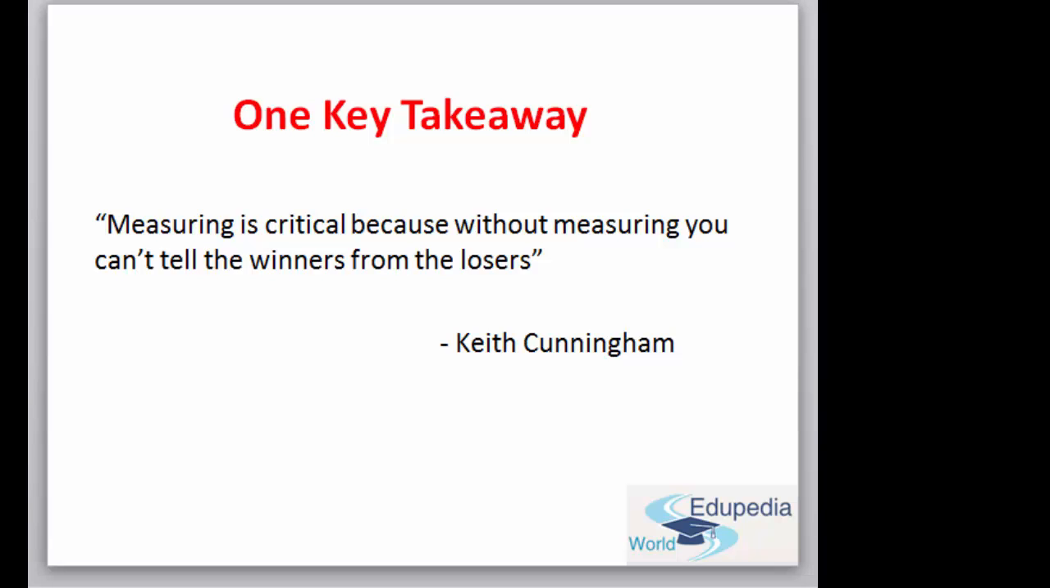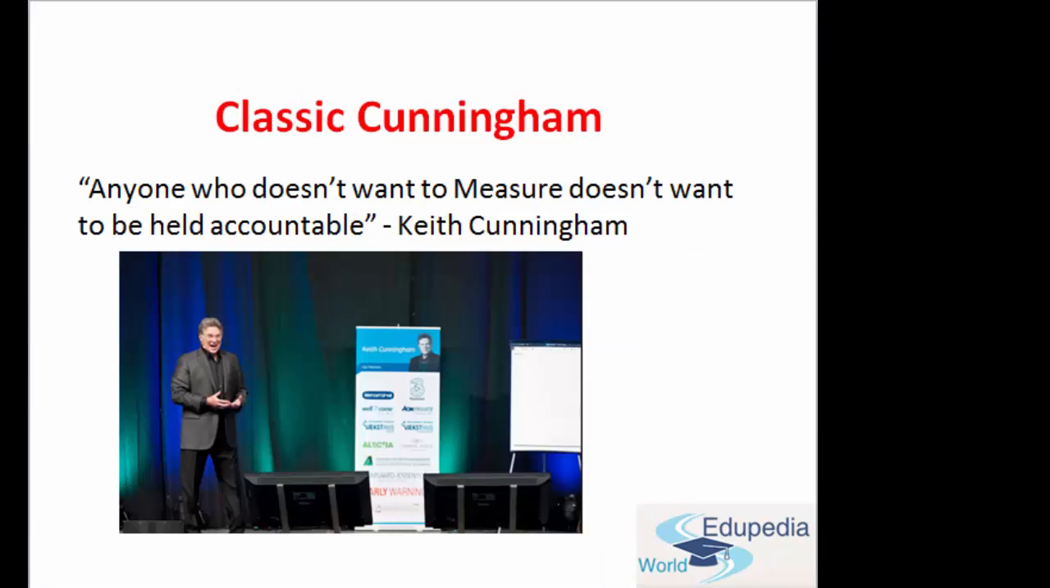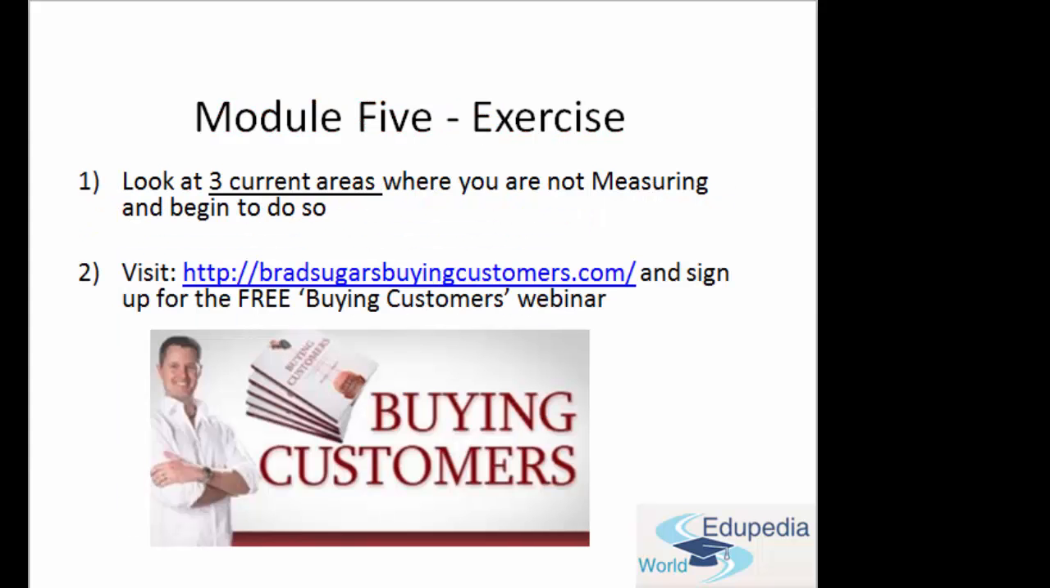But for the moment, the one big takeaway that I wanted you to have here is what Keith Cunningham, a very sharp business authority, says. He says measuring is critical because without measuring you can't tell the winners from the losers. And he went a little bit further to say anyone who doesn't want to measure doesn't want to be held accountable. It was a very strong statement, but I think he is exactly right.